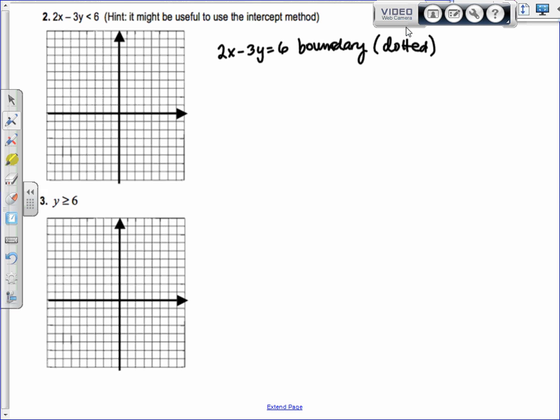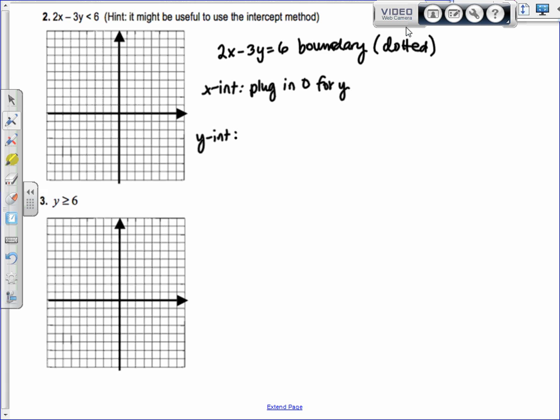All right, it says it might be useful to use the intercept method. This is something that I usually ask on the test, not necessarily for inequalities, but for equations. On your test, I would say x-intercept, y-intercept, and you'd have to find both of them before you graph. A lot of you on your homework just skipped over that. I asked you to find it with the x-intercept method, and you just solved for y. So you can do that, but if I'm asking for the intercept method on your test, make sure you find both, okay? So the x-intercept, remember you plug in 0 for y.